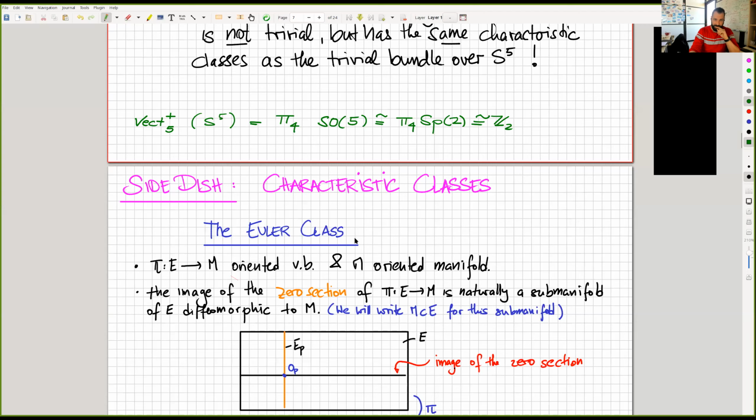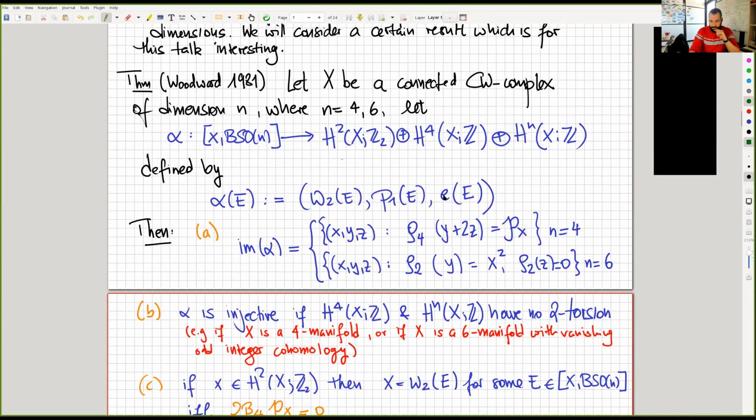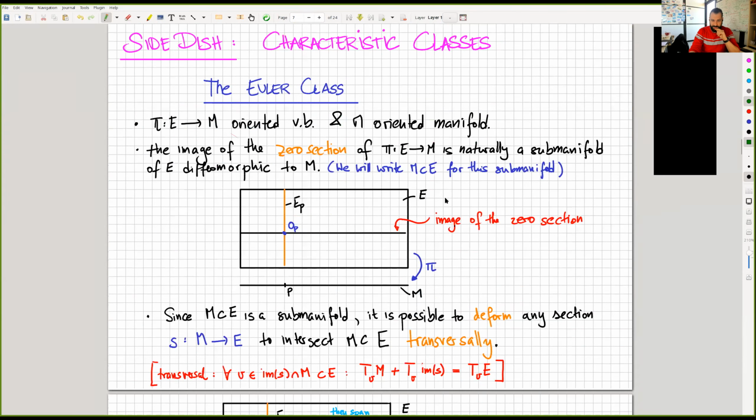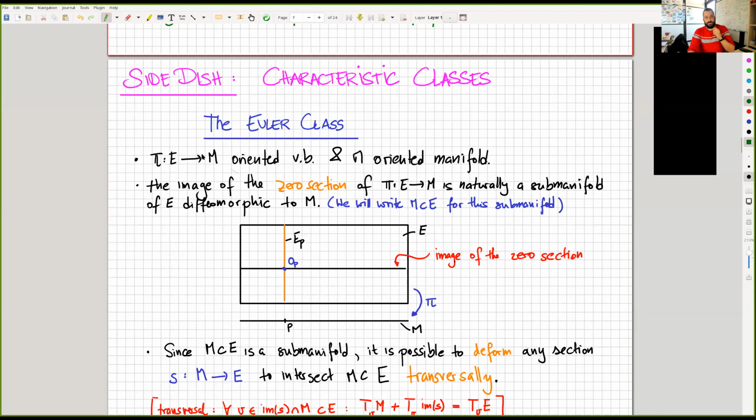So let's talk about the Euler class. This is the thing I wrote here. So what is the Euler class? Let's take an oriented vector bundle E over M, an oriented manifold. Then we know that we always have a special section on this vector bundle, which is called the zero section. Just map every point of M to the zero of the corresponding vector bundle in this fiber. So over p, it's such a zero in the fiber E_p.